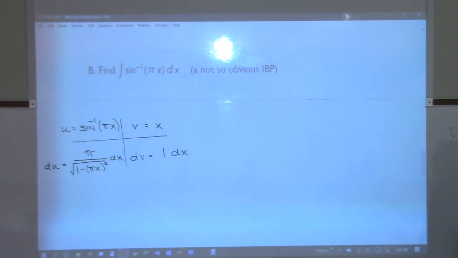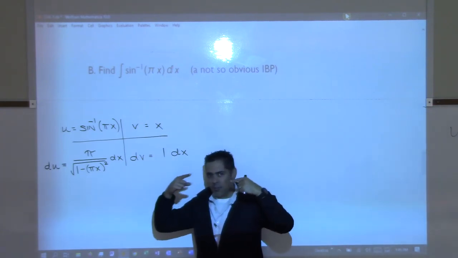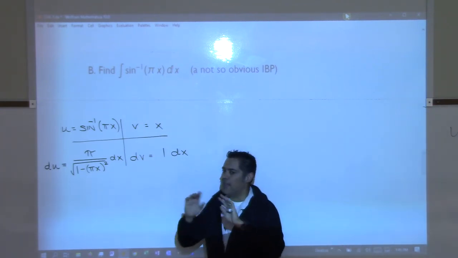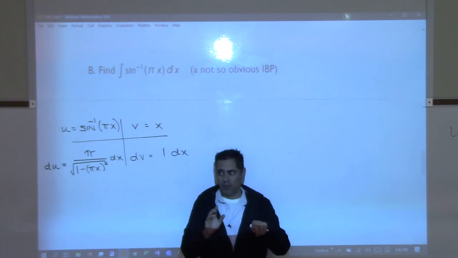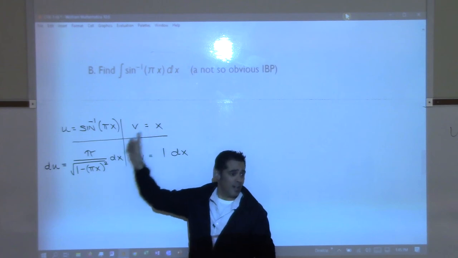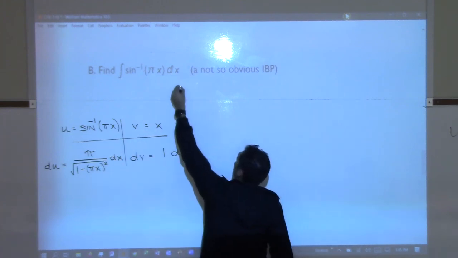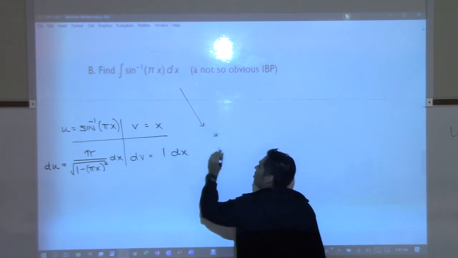Now, this may not look like it's better. I would say this doesn't look very nice, but as we're doing this method, we should be thinking that at the end of the day, we have to integrate v du, and this is your v du. Right now that may look terrible, but let's just keep going. So that integral now becomes uv.